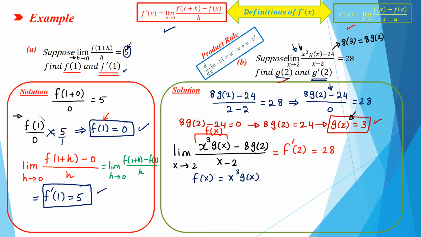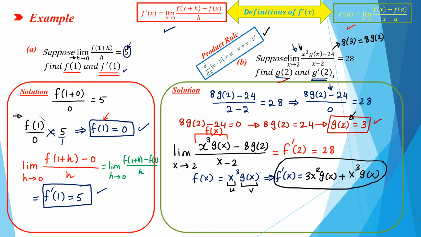Now by differentiating both sides, you will get f prime of x equals, pay attention here, you have to use the product rule to find the derivative of this function. So it will be u prime v plus u v prime. So the derivative of u is 3x squared times g of x, plus u, which is x to the third power, times the derivative of the second function. So this is f prime of x.